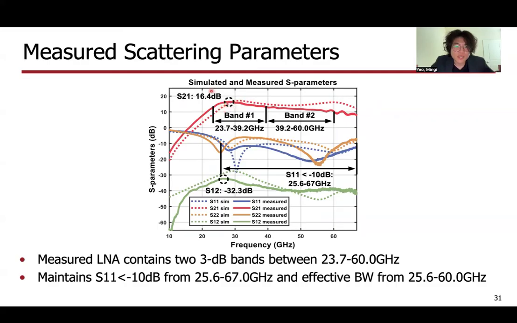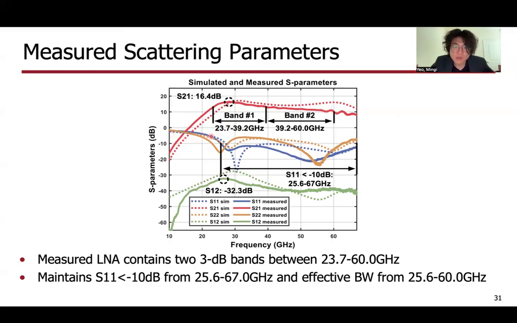We were able to obtain a peak gain of 16.4 dB at 28.3 gigahertz, and it exhibits a steady gain roll-off at the higher frequencies. Due to this gain profile, our first 3 dB band exists from 23.7 to 39.2 gigahertz. But as we still have adequate matching and adequate gain flatness, we've decided to incorporate a second 3 dB band from 39.2 to 60 gigahertz, so as to realize a combined gain bandwidth from 23.7 gigahertz all the way up to 60 gigahertz.